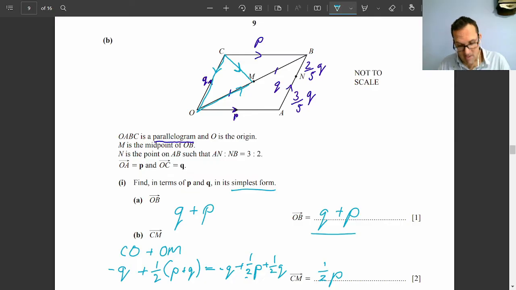And then negative 1 or negative 1Q plus a half gives me a negative half Q. Okay, one of the many ways to write it down. On the mark scheme, you can also write a half bracket P minus Q or P minus Q divided by 2. They are all correct.